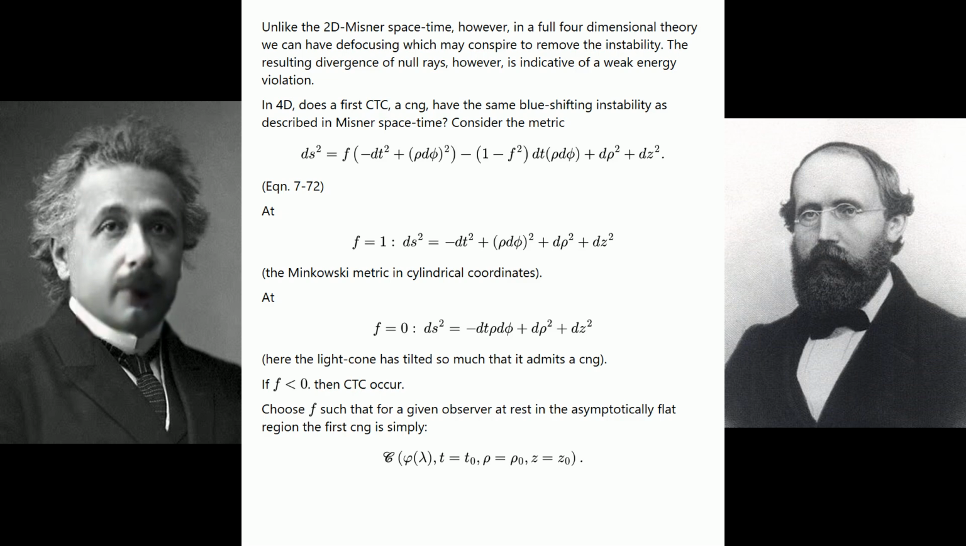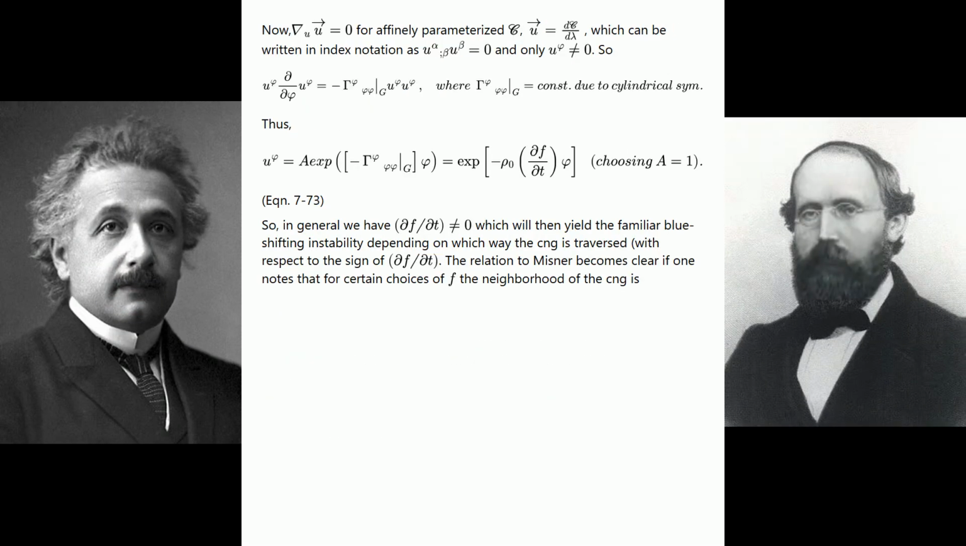Choose f such that for a given observer at rest in the asymptotically flat region, the first CNG is simply the next equation. Now, nabla sub u right arrow equals 0 for a finely parameterized script c, u right arrow equals d script c over d lambda, which can be written in index notation as u to the alpha sub semicolon beta u to the beta equals 0, and only u to the phi is not equal to 0. So, see the equation shown.